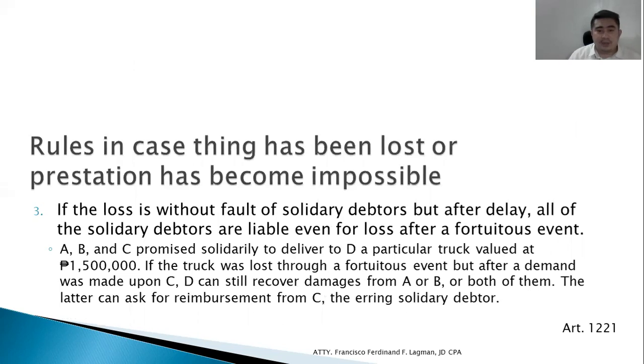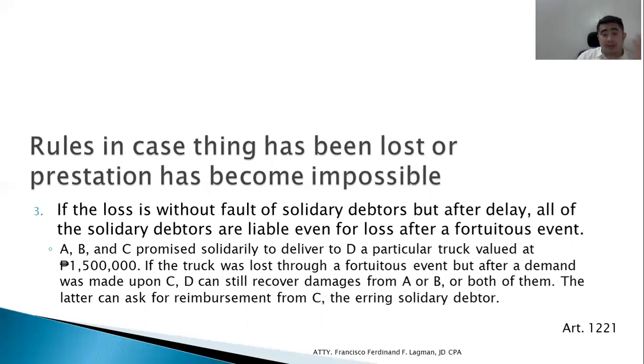Rules in case the thing has been lost or the prestation has become impossible. Number 3, if the loss is without fault of the solidary debtors but after delay. There was delay, let's say there was a demand. In spite of the demand, the obligation was still not performed. All of the solidary debtors are liable even for loss after a fortuitous event. Let's say there is delay and then it was lost after a fortuitous event. In that case, even if it is a fortuitous event, even if it is a specific thing, the solidary debtors are liable.